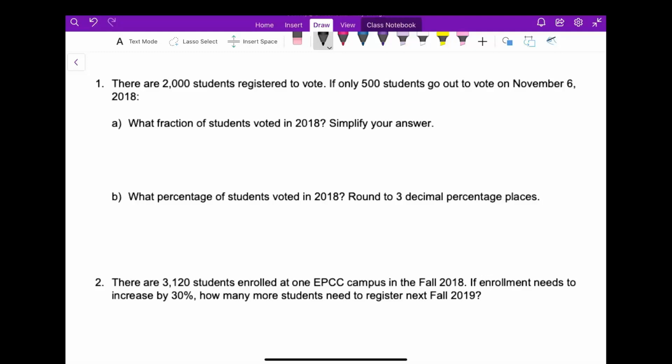The first thing we're going to do is gather some important information in the question. What fraction? When I'm thinking about fraction, I need to think of part over whole. In this problem, what is the whole number? 2,000 students were registered to vote. If only 500 students go out and vote, so here's my other number. And so I have the part that goes out to vote.